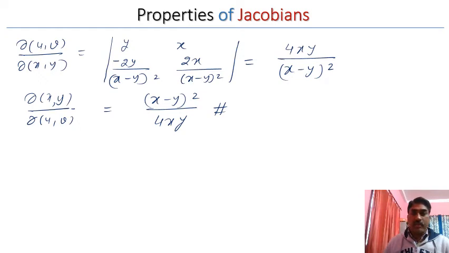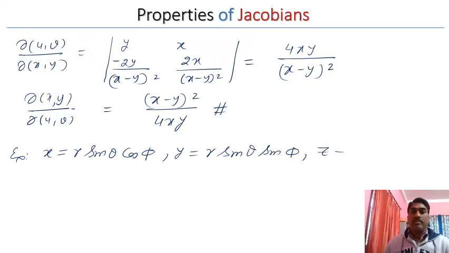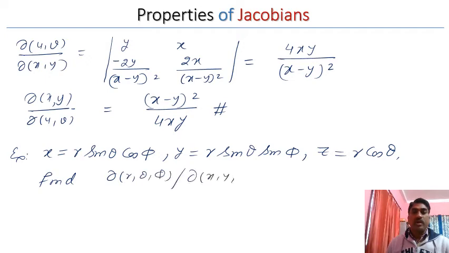Now we'll take a final example. The last example: if x is equal to r sine theta cos phi, y is equal to r sine theta sine phi, and z is equal to r cos theta, then find the Jacobian of r theta phi with respect to x, y, z. So initially we will find the Jacobian of x, y, z with respect to r, theta, phi, and then with the property we will invert to find the result.